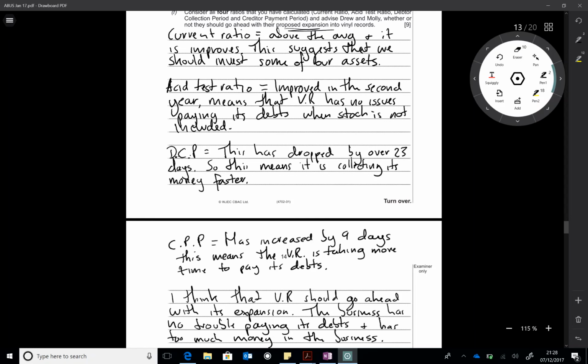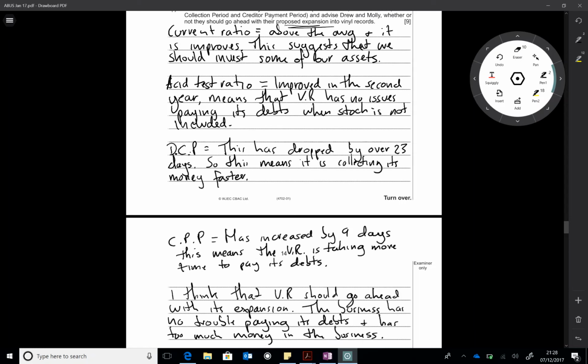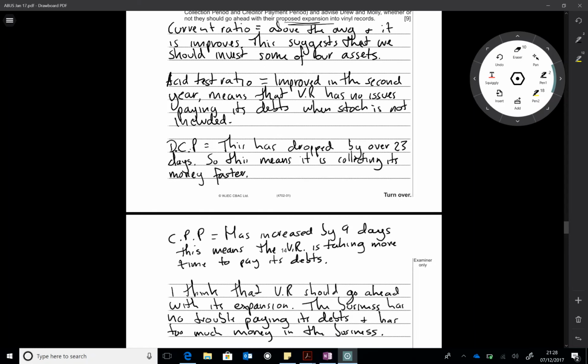Okay, so that's a very good answer now, because you've got your 2 points for your current ratio, you've got your 2 points for your acid test ratio, same for your debtor collection period and your creditor payment period, and you've given it some kind of context by saying whether you think it should go ahead with their proposed expansion.